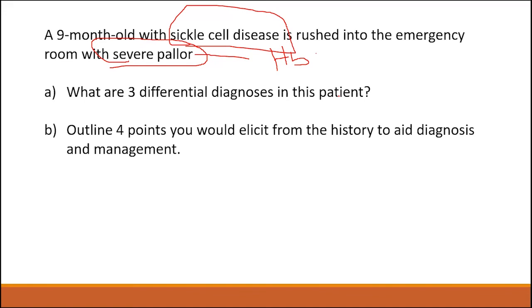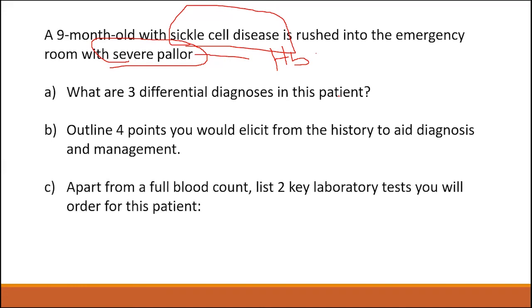If it's not connected to diagnosis, please, you are just wrong. Now, apart from full blood count, they know somebody like Alphonse who always mentions full blood count. So now they're taking it out. They say, apart from full blood count, list 2 key laboratory tests you will order for this patient.